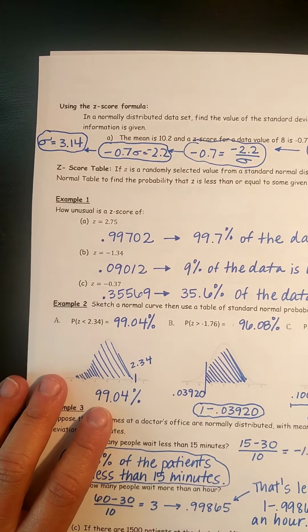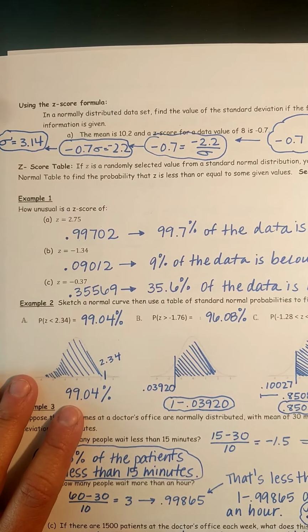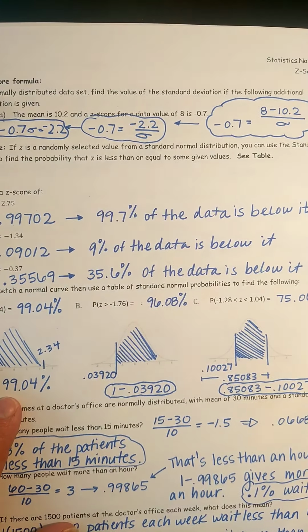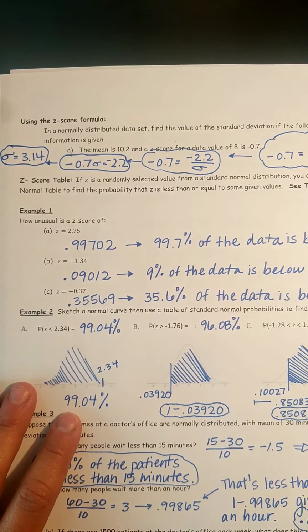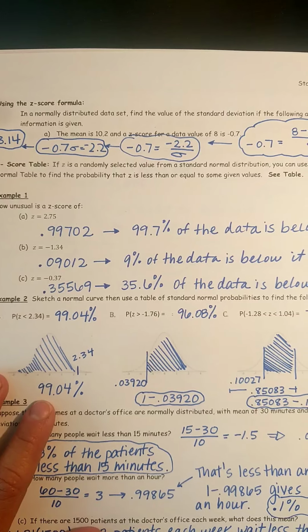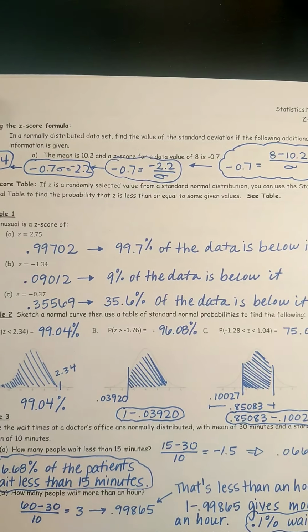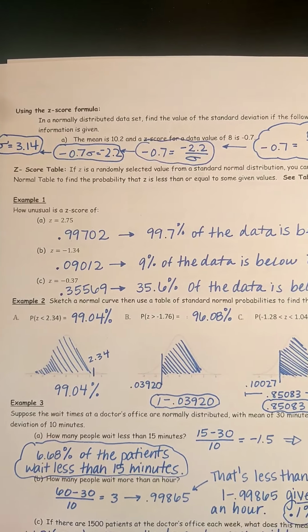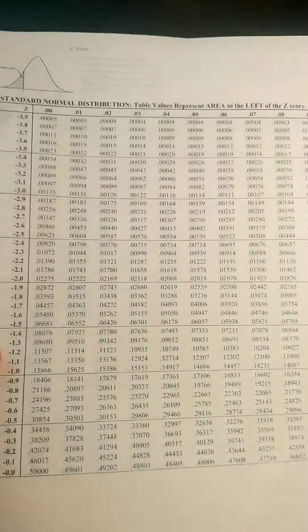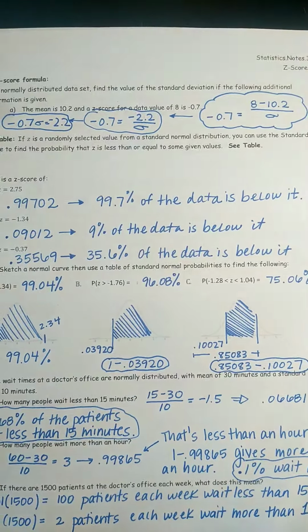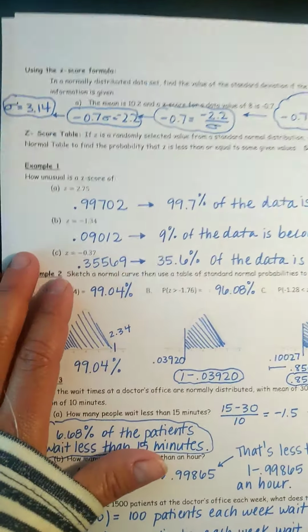All right, my next one says, if z is a randomly selected value from a standard normal distribution, you can use the standard normal table to find the probability that z is less than or equal to some given value. It's important to understand that this is always less than, and we're going to look at how that affects our answers sometimes. You do need to make sure you have this table, I've attached it also. If you Google standard normal distribution table, you'll get all of these. So let's look at how we use this table.